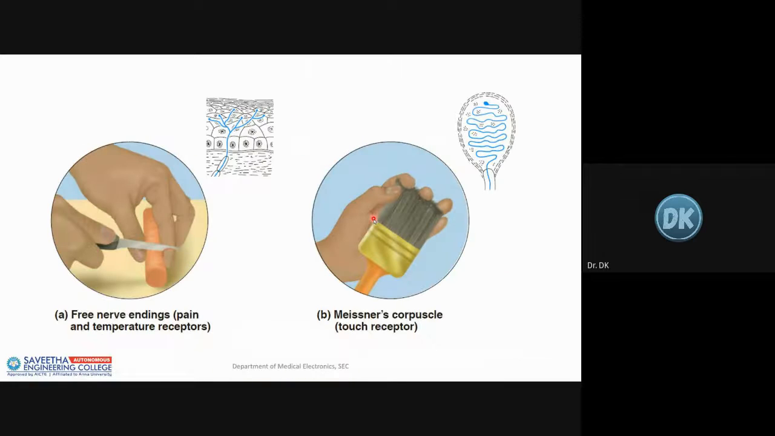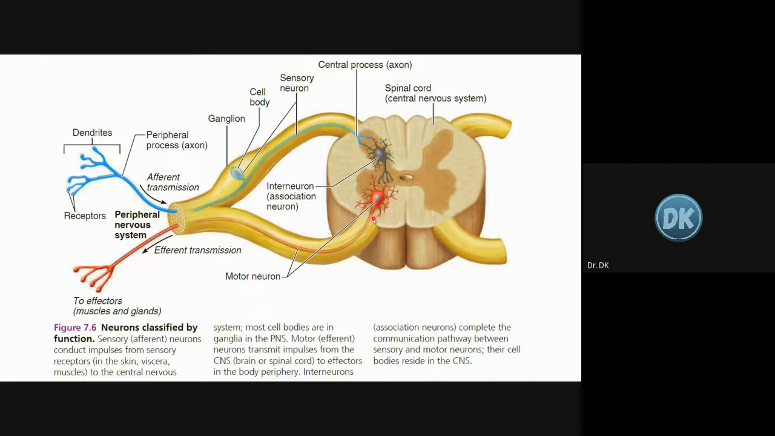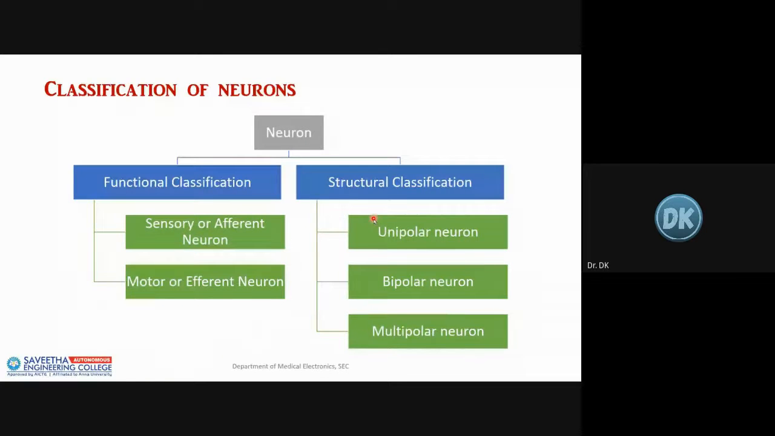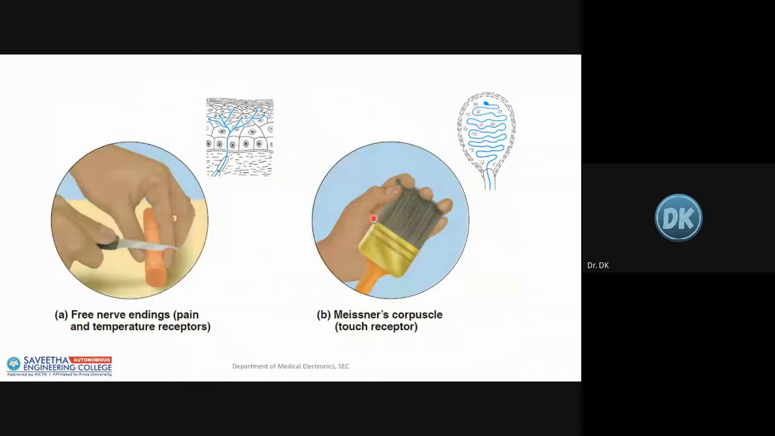Second one is structural classification. Before structural classification, we have to look at the different receptors. A receptor takes whatever is happening in the body, whether inside or outside, as input and sends it to your brain and spinal cord.